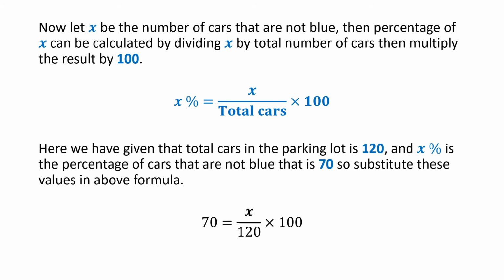Now let x be the number of cars that are not blue, then the percentage of x can be calculated by dividing x by the total number of cars, then multiplying the result by 100, as shown in the formula. Here we are given that the total number of cars in the parking lot is 120, and x% is the percentage of cars that are not blue, that is 70, so substitute these values in the formula.